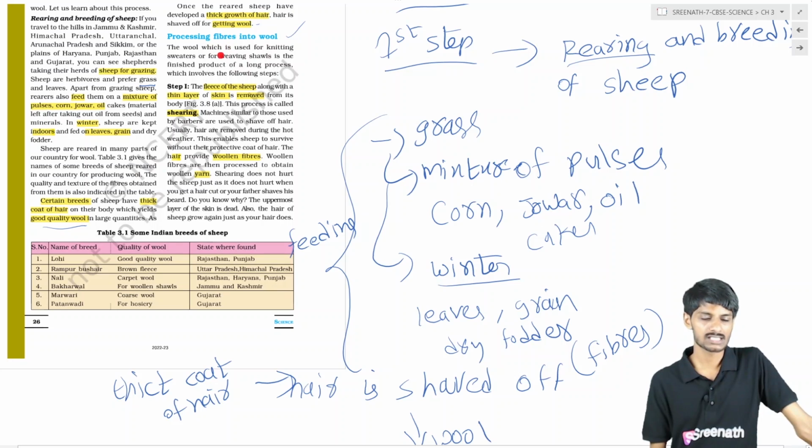So what is the process? In this process, the first step is that a thin layer of skin is removed from the body along with the hair. This process is called shearing. So what is the first thing?